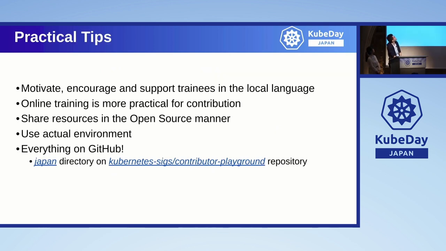And here are practical tips. Motivate, encourage, and support trainees in the local language. Online training is more practical for contribution. Share resources in the open source manner. Use actual events. Use actual environments. Everything on GitHub.